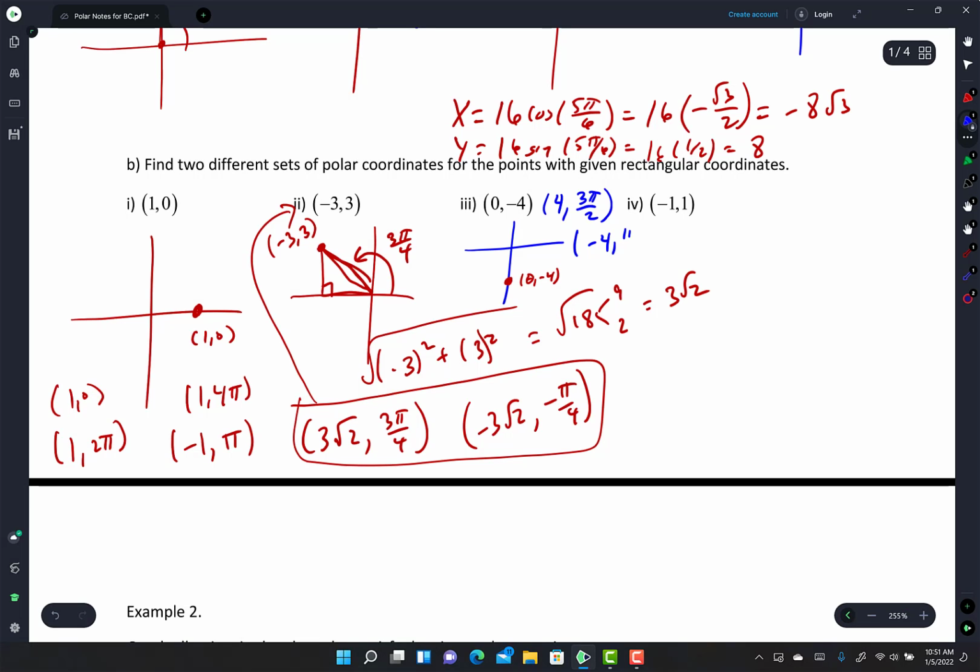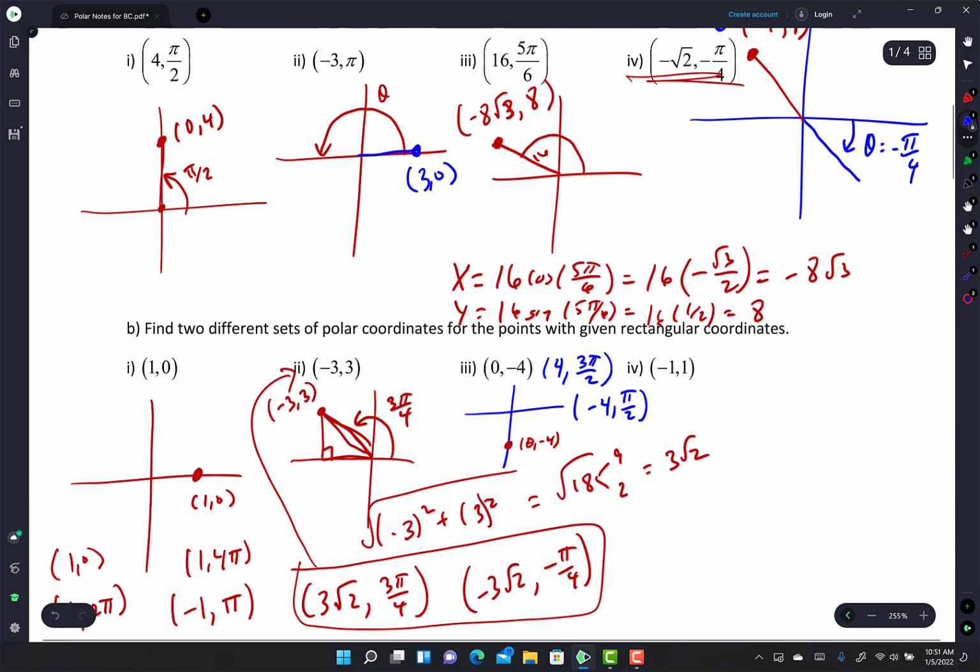Wait, how'd you get 4 to be the x value? Well, it's not the x value. It's an r. Oh, yeah, sorry. Yeah, we're in polar. You know what I mean? Yep. That's like the length. That's the length from the origin to where the coordinate is.